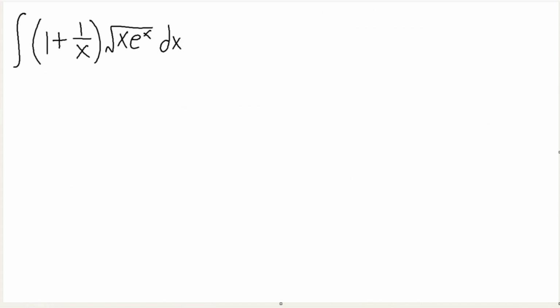Okay, here this looks awkward, right? This looks very awkward. But that square root, I want to deal with something with that square root. So let u equal x e to the x. Then our du is going to equal x e to the x plus e to the x. I'm just going to factor this.